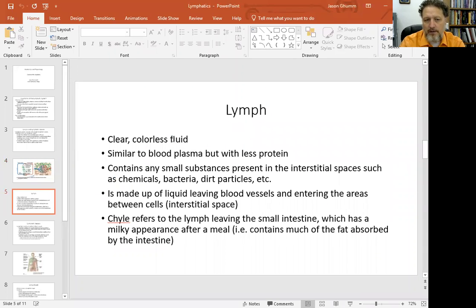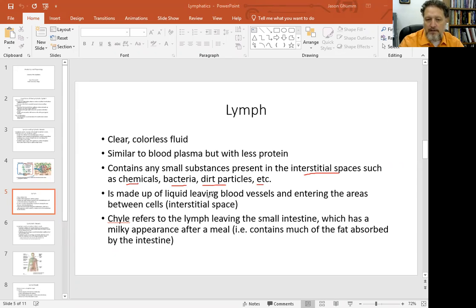All right, so what is lymph? Lymph is a clear, colorless fluid, very similar to blood plasma, but it has less protein in it. What does the lymph do? It picks up all these substances that are in the interstitial space, which means the space between the tissues, between the cells. It'll pick up some chemicals, bacteria, dirt, anything that's going on in there.